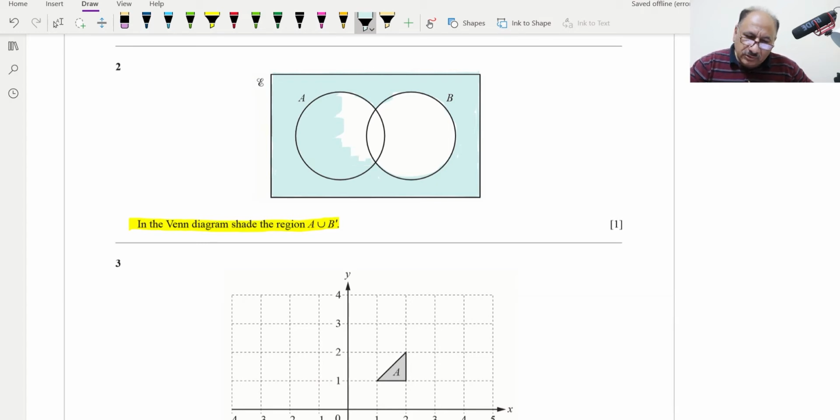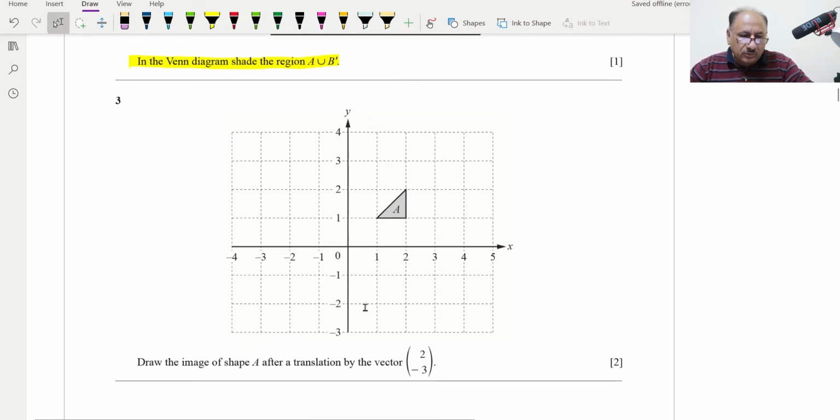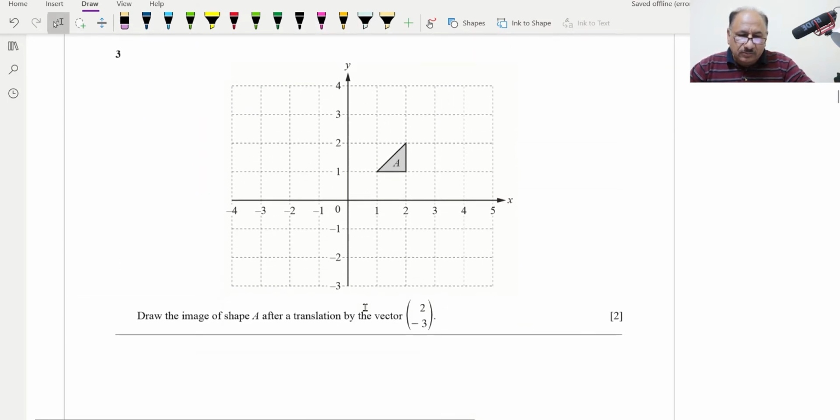So this portion is excluding B, but then we have to take union with B. Union with A will be including the A portion also. So this portion will also be included. So this will be our final shading for this part. Hopefully you understood this. Now question number 3.